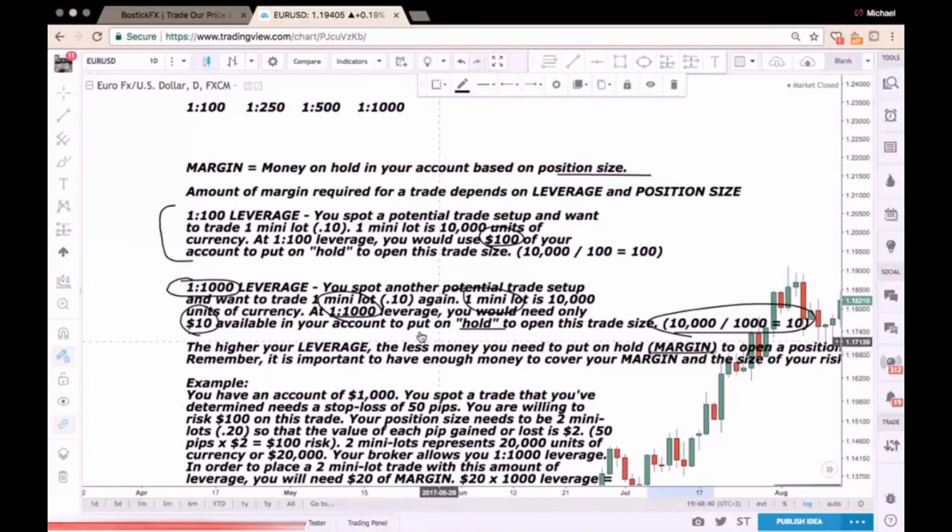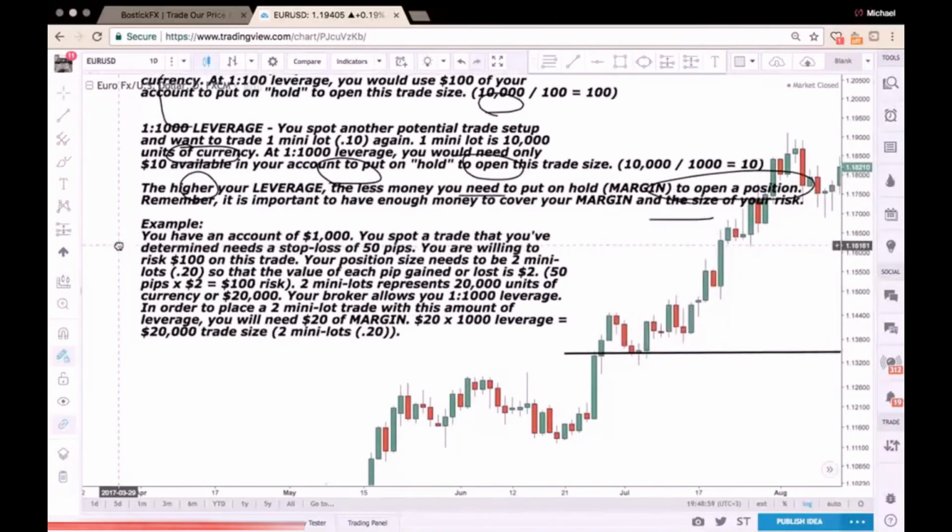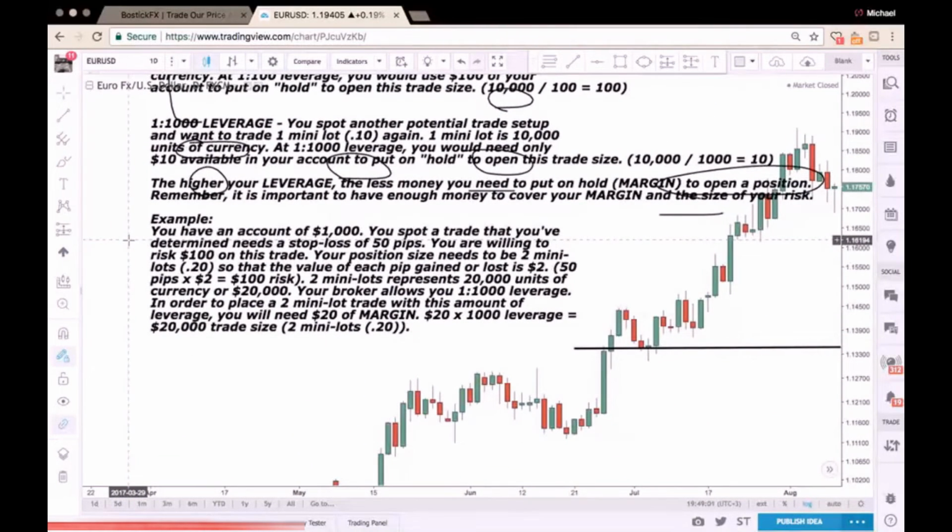Remember, it is important to have enough money to cover your margin and the size of your risk, right? So you don't want to only have enough money in your account to cover your margin. You also want to have enough money in your account to cover the amount of risk that you're taking on a particular trade. Also remember, the higher your leverage, the easier it is to run out of money or blow your account. Why?